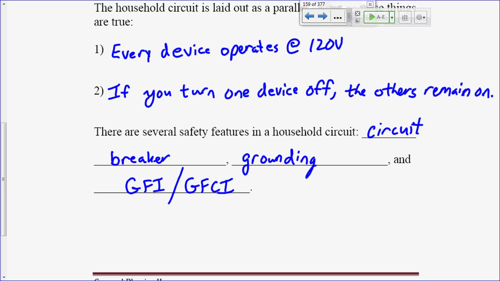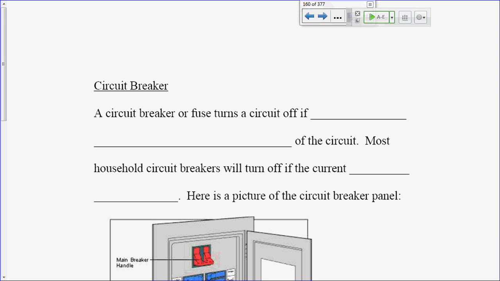All right. I'll tell you in just a bit. The GFI means ground fault interrupt, or ground fault circuit interrupt, but we'll get to that in just a bit.